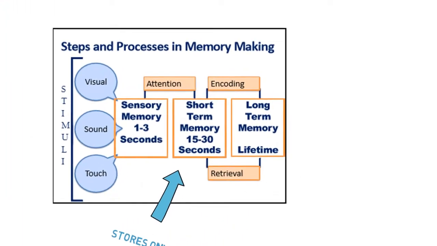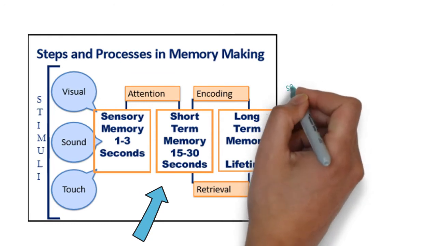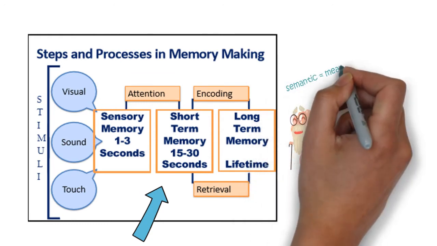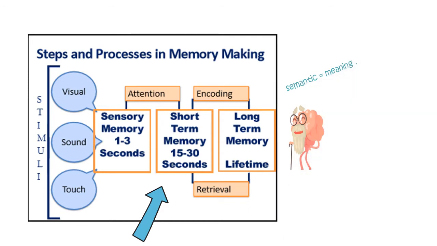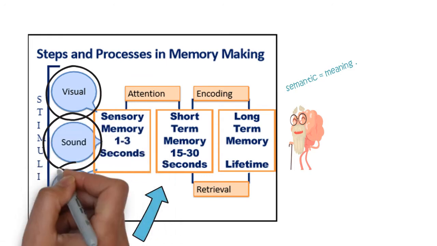Long-term memory, however, has immense lifelong storage capacity. Mostly this information is semantic information. We remember the meaning of things, but we can also remember visual information or acoustic information, even tactile information.